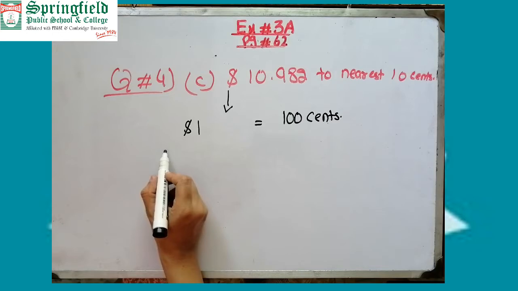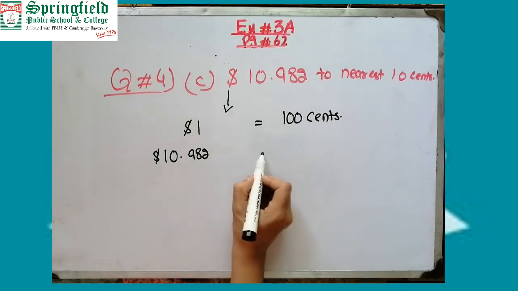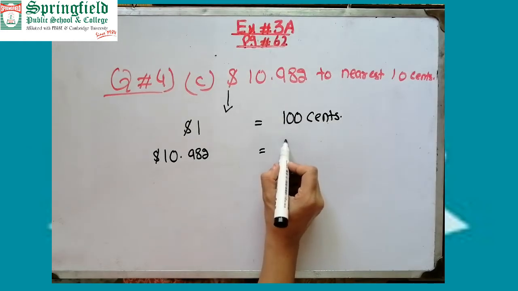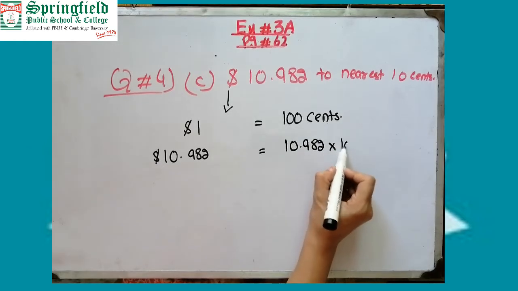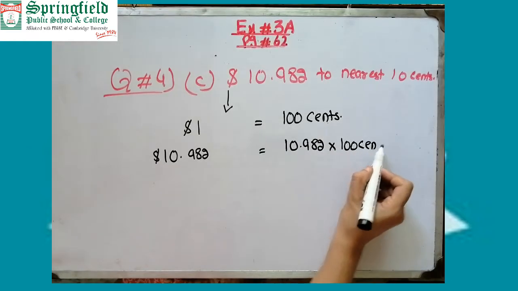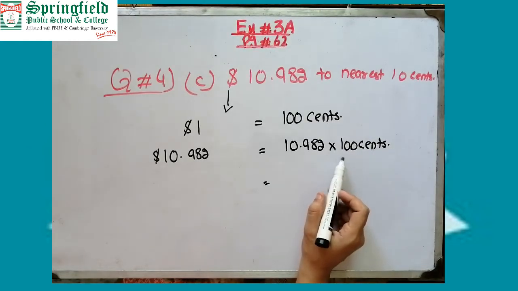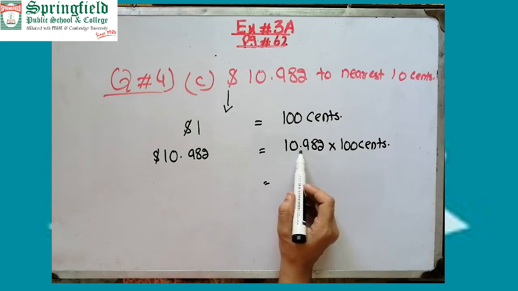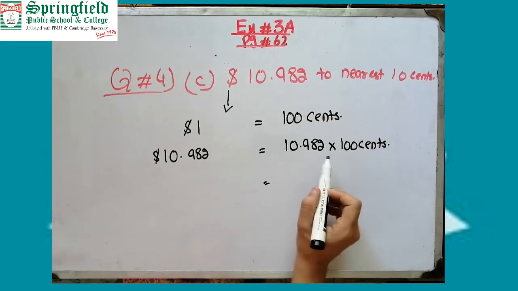Fine. So $10.982 will become how many cents? 10.982 will be multiplied by 100 cents. As we know the multiplication rule, when a decimal number is multiplied by 10, 100 or 1000, the point will shift to the right side. Understood, beta? Do you remember the multiplication rule?